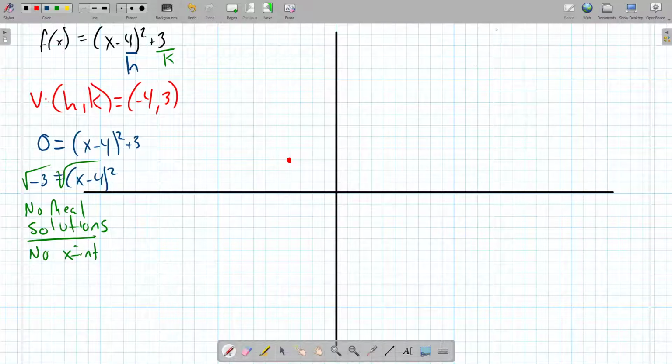Alright, so let's label what we know so far so we don't get confused. We have a vertex at negative 4, 3. We have no x-intercepts.